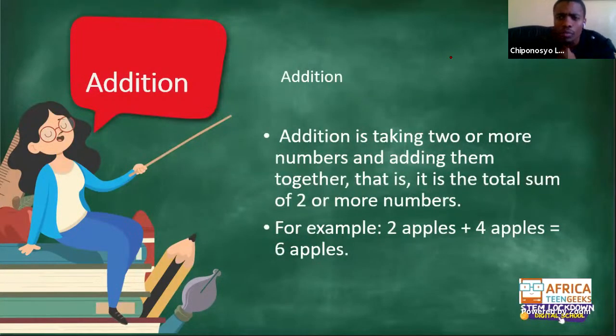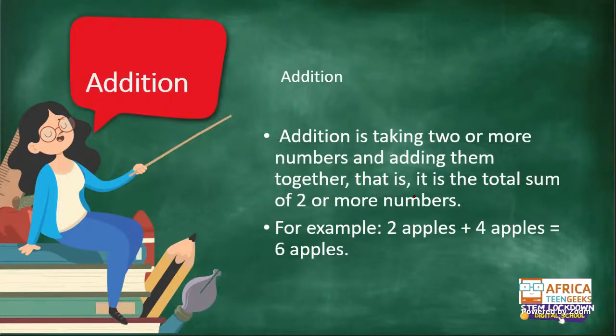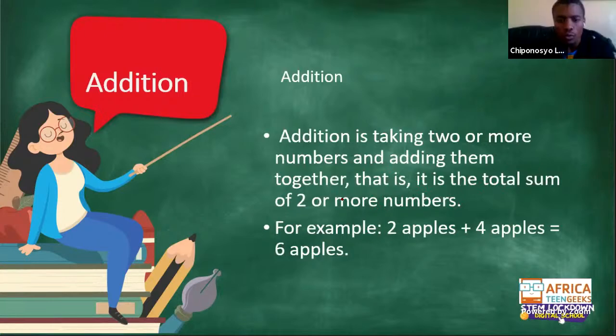So now, what do we mean when we talk about addition? What is it when you're adding? Addition is taking two or more numbers and adding them together. That is the total sum of two or more numbers. So when you're adding or putting together, when I speak about addition, it's like I take, for example, I like using these staples.